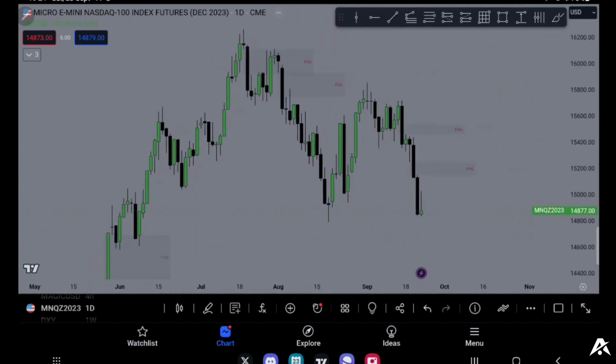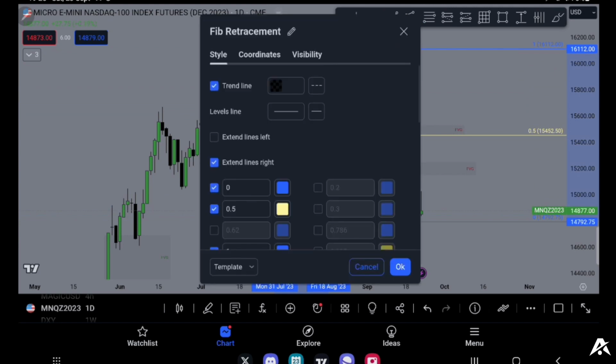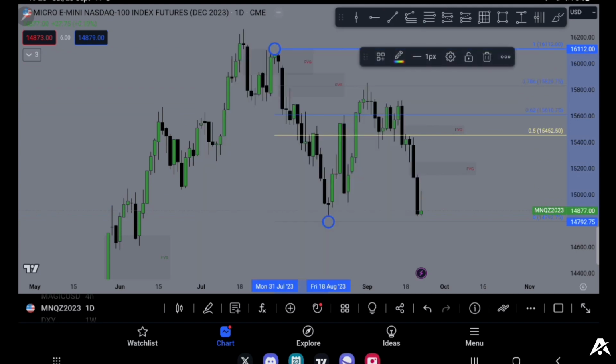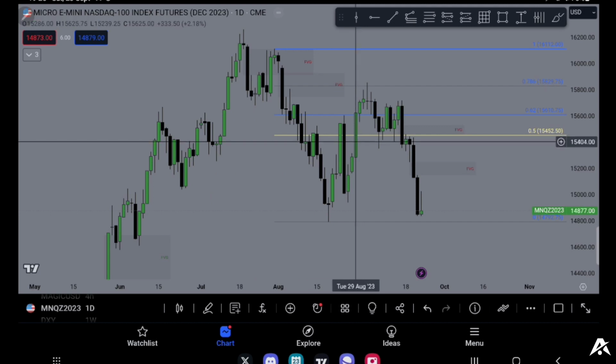And the other way is for long-term analysis. Like say on a daily, if I draw from this structure high to this structure low, and we include our 0.62 and 78, and say we're somewhere on the 29th of August, price is ramping up.